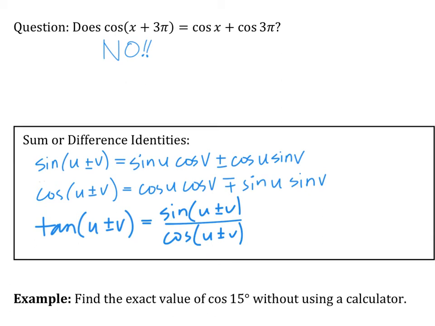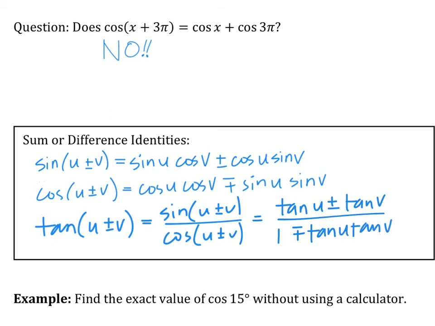It does have its own formula. Basically, it's kind of a simplified version of it. I'm just going to give it to you just in case you need it. Tangent u plus minus tangent v over 1 minus plus tangent u tangent v. You can always just memorize sine over cosine for tangent. That should always work. On the bottom it's a minus plus.